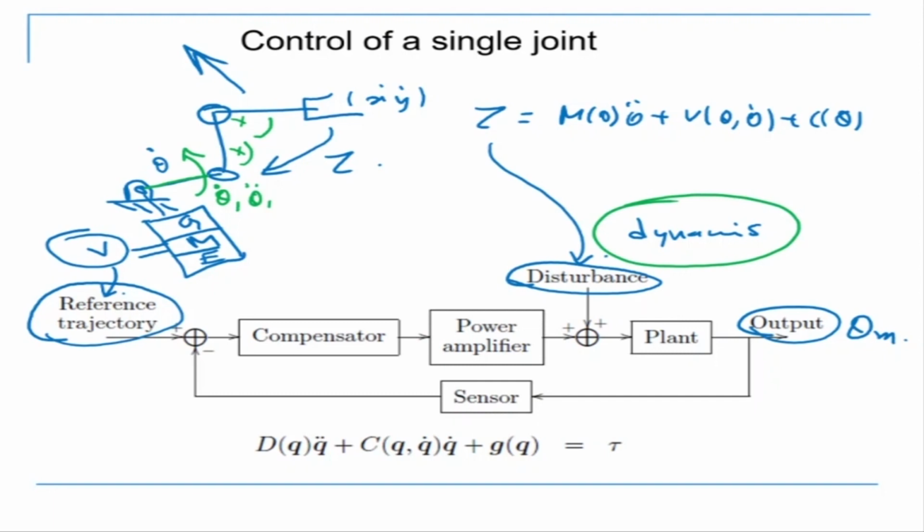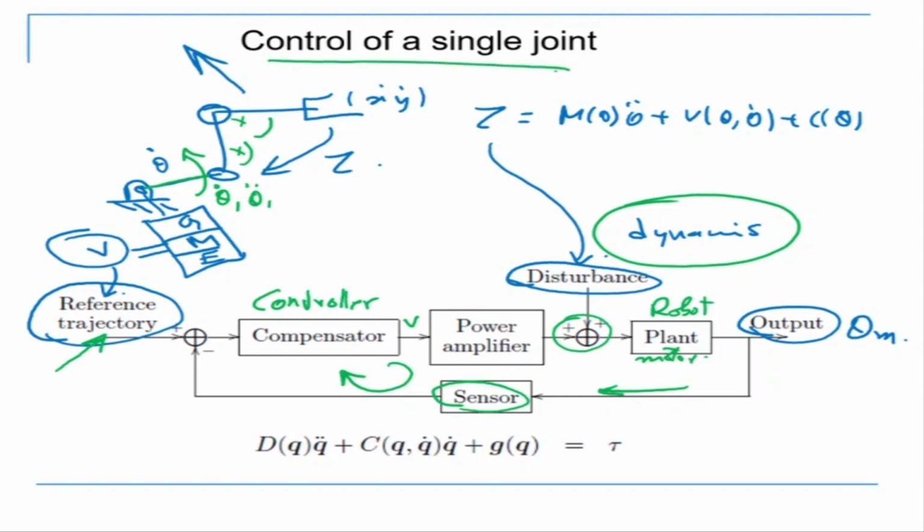Now we have the input, which is my reference trajectory. We have a compensator, which we can call a controller. The controller gives an output which is passed through a power amplifier. Basically we increase the current, and then there is a summing block here which takes the disturbance. Then this is my plant, this is my robot link, which can be the motor which is actuating the joint. Then there is an output, and there is a feedback which is coming from my position sensor, going back. So this is the basic structure of independent joint control of a single joint. The control of a single joint has this structure. It's a feedback control system.